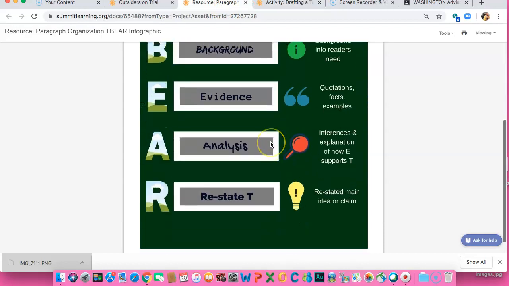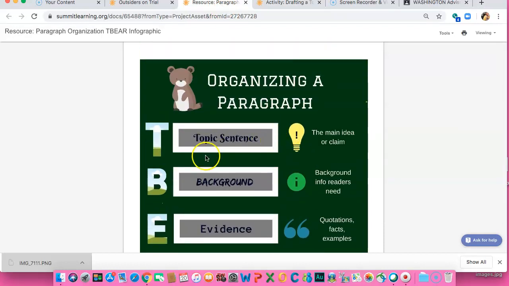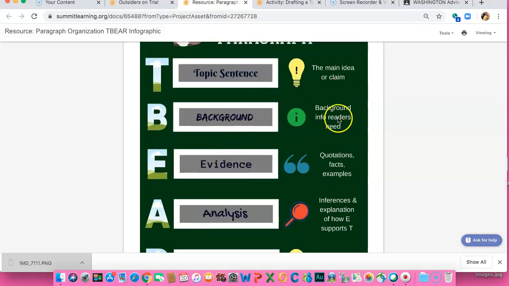You're going to use literally 5 different things. Your topic sentence, of course, is your claim or your main idea. That's the first sentence that you're going to write. Your second sentence is going to be your background. This is going to be the information that I need to know when I'm reading your paragraph. That's going to help me to really understand had I not read the book at all.